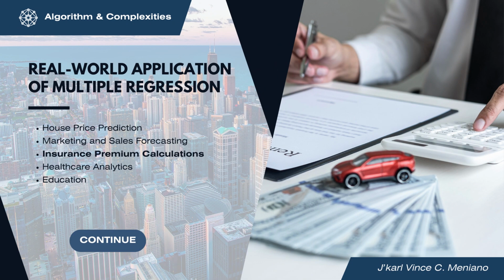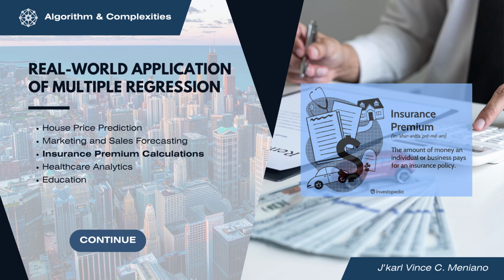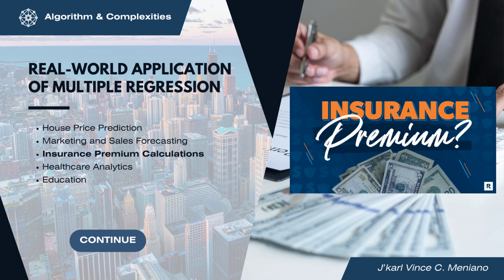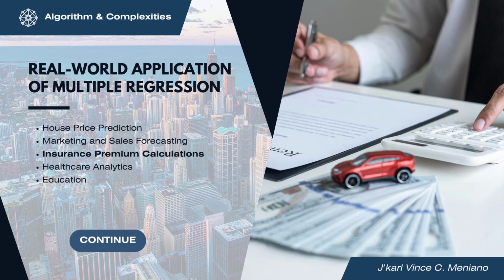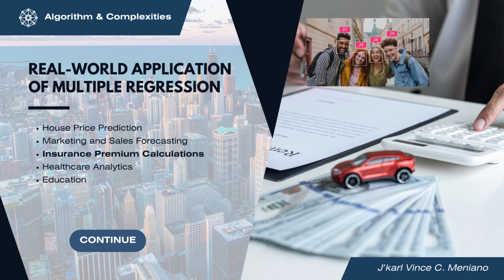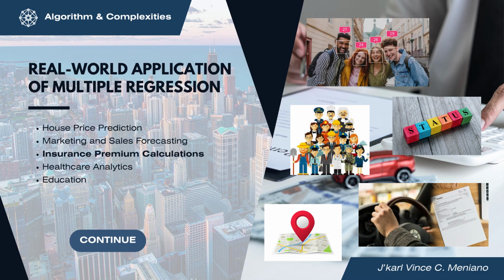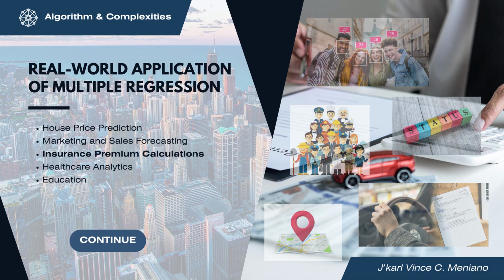The third is insurance premium calculations. Insurers use regression to calculate fair premiums based on risk factors. So the dependent variable is insurance premium amount. And the independent variables are age, health status, occupation, location, driving record for auto, and so on.